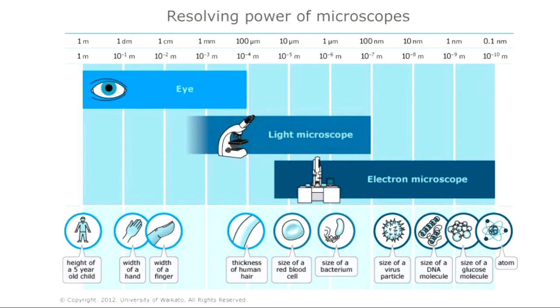But in an electron microscope, you can see the size of a virus particle, the size of a DNA molecule, the size of a glucose molecule and an atom. So nowadays, COVID-19, when it was first found in December, January, immediately they saw its structure under the electron microscope. So electron microscope is anytime better. But for undergraduation, if you know about light microscope, it is more than enough.